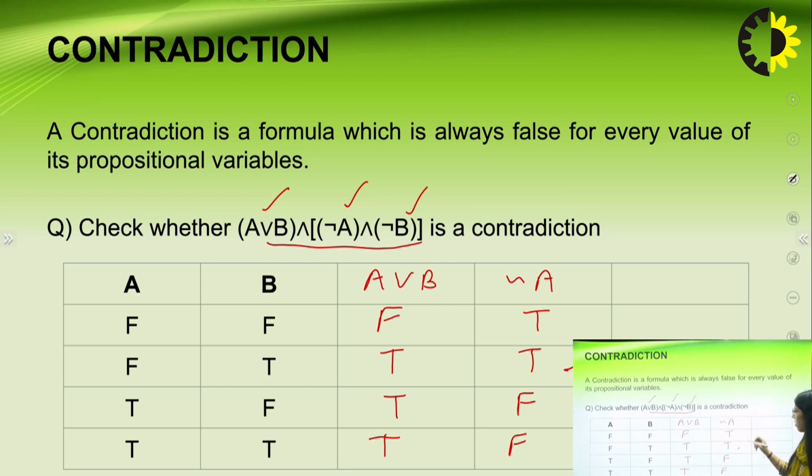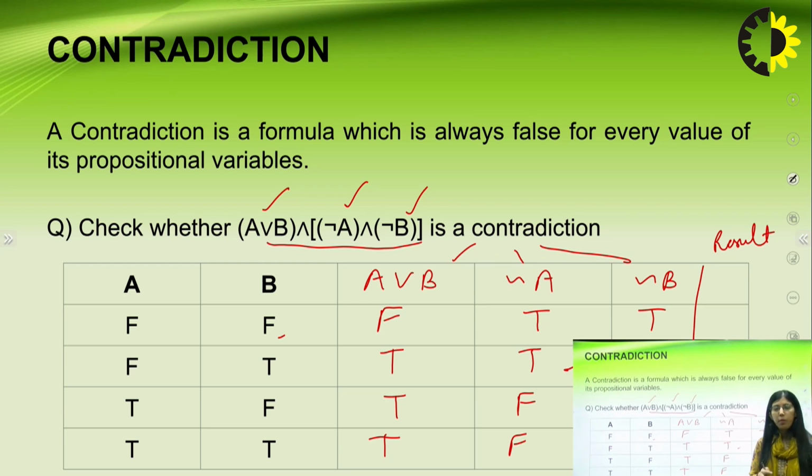The next one is the negation of B. Negation of B is: here the input is false, so it will result in true, then false, again true, and false. Now we need to perform the AND operator between these three results. Let's find out the result here. For the AND operator, if in all the cases the value is true, then it results in true, otherwise it is false.